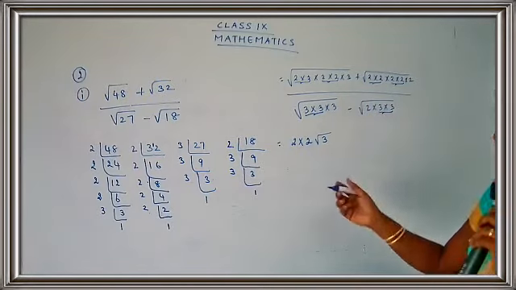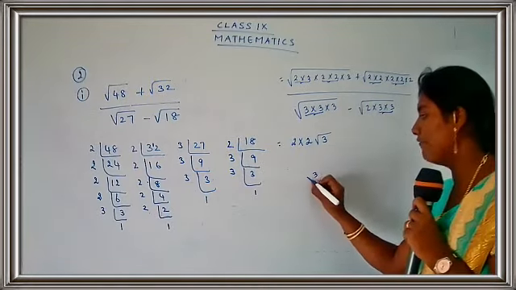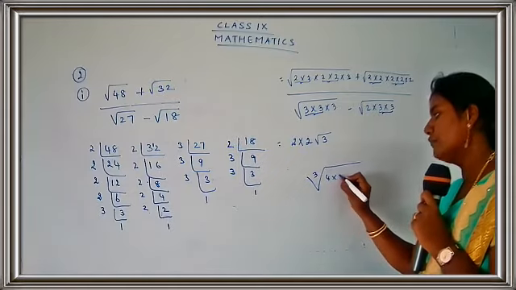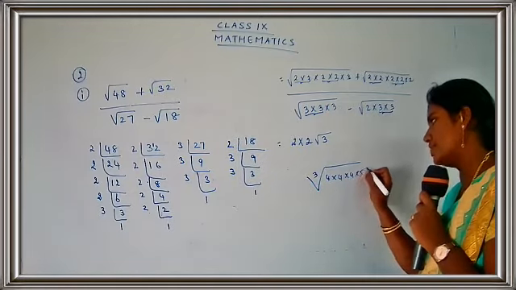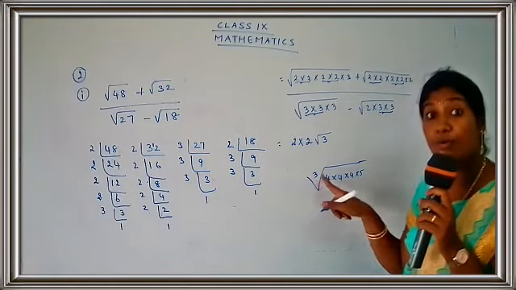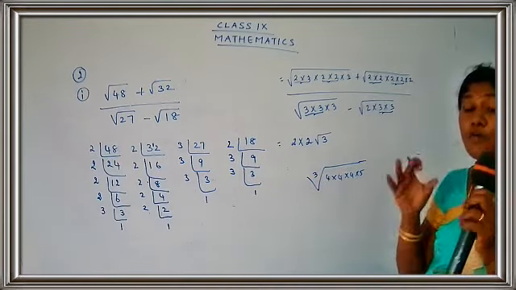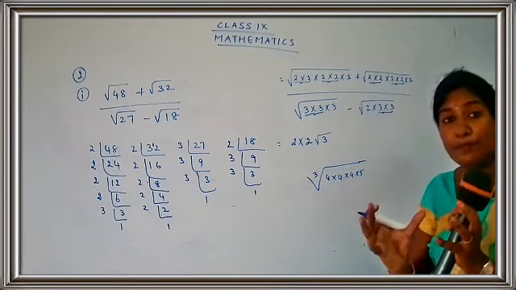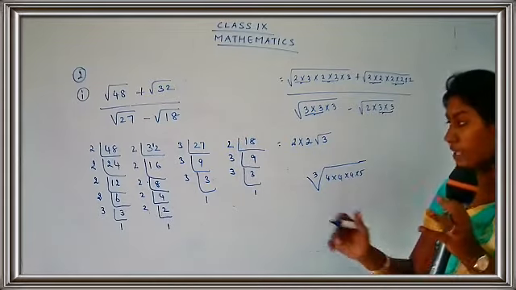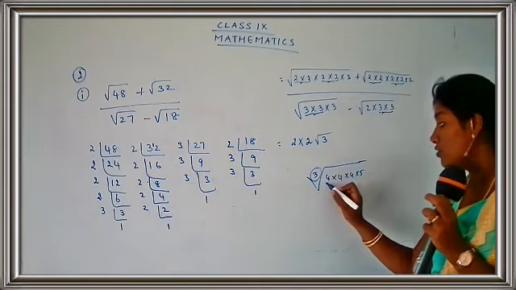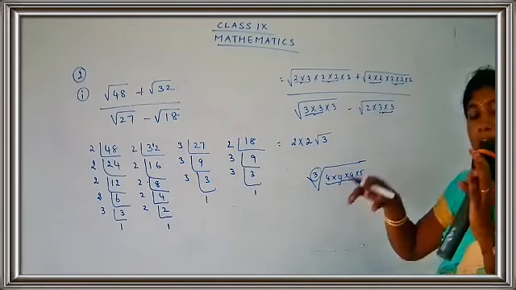Now children, I just want to give you one more example. If you have cube root of 4 into 4 into 4 into 5, what is the root index here? The root index is 3. That means you are going to take 3 numbers together because the index is 3. So 3 will be grouped, and 3 will be grouped.